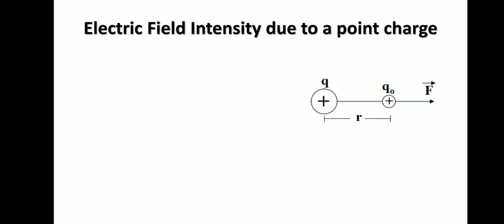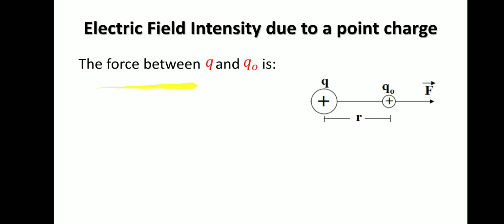So let us consider a charge positive Q and a test charge positive Q0 separated by a distance r. This positive test charge Q0 experiences a force F, which is the electrostatic force of repulsion. So the force between Q and Q0 will be given from Coulomb's law as F is equal to 1 upon 4 pi epsilon naught Q Q0 upon r square.